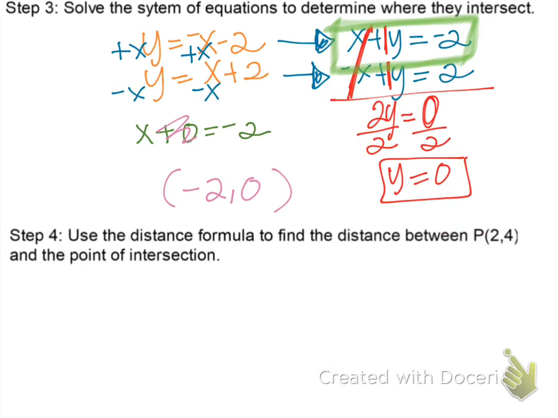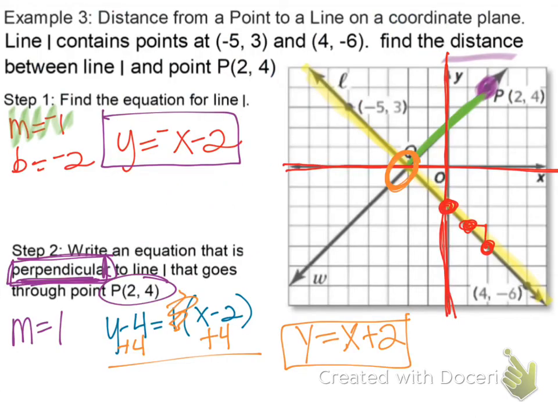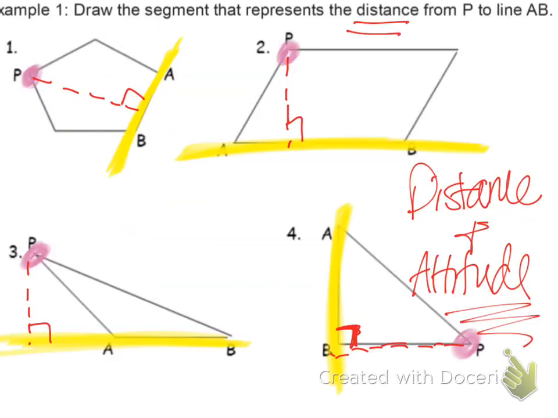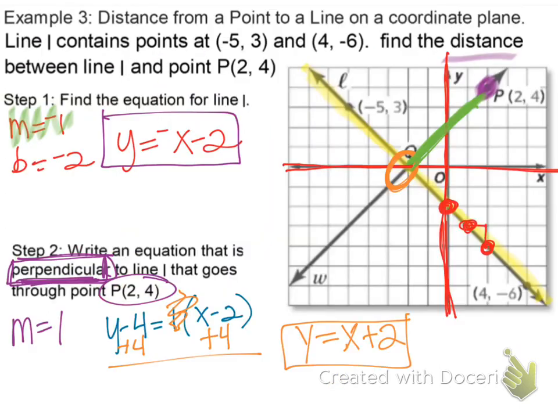All right, number 4: use the distance formula to find the distance between (2, 4) and the point of intersection. Let me show you what this is asking for now on the graph. It's asking for this area that I colored in green. It's wanting the distance between point P and the line, which is what we did on these slides. We drew in the distance, we drew in that altitude, except now we actually have points.